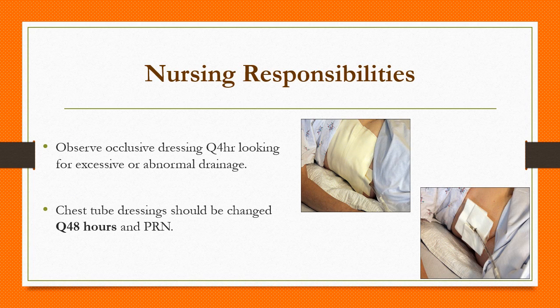Chest tube insertion sites must be covered with an occlusive dressing. Observe the chest tube dressing every 4 hours, looking for excessive or abnormal drainage. Chest tube dressings are to be changed every 48 hours and PRN. To begin, remove the old dressing.